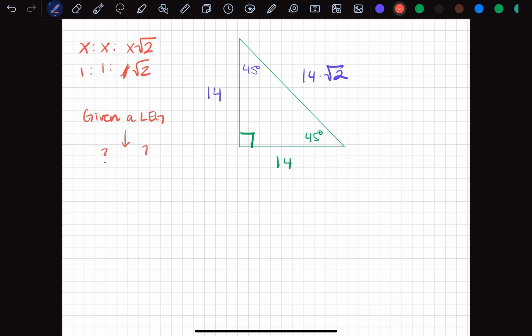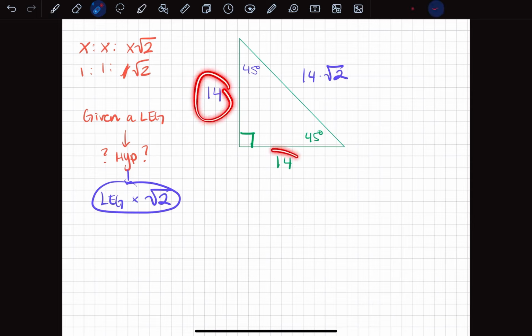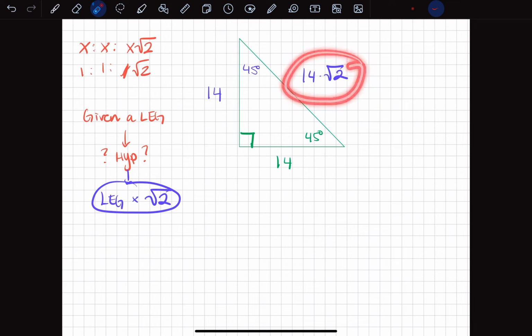What we didn't know was the hypotenuse. And so that formula is to take the value of your leg and multiply it times √2. Right? And so that's how you find a hypotenuse, given legs, maybe I don't know what the hypotenuse is. Take the leg, multiply it times √2.